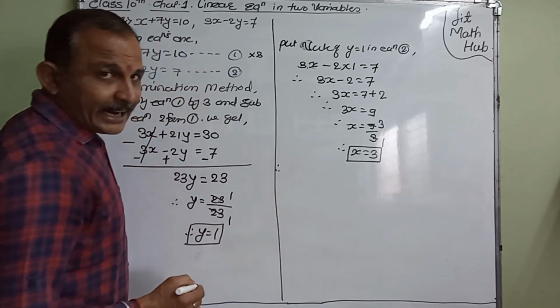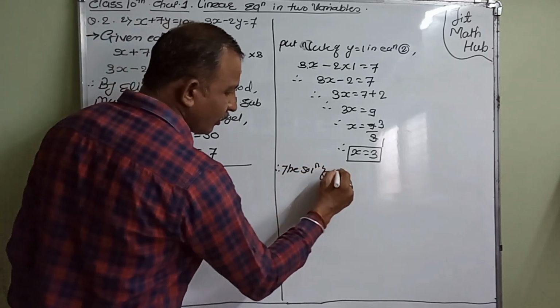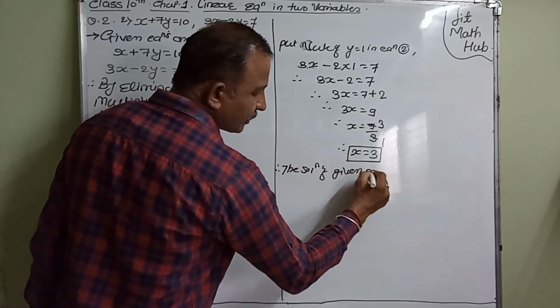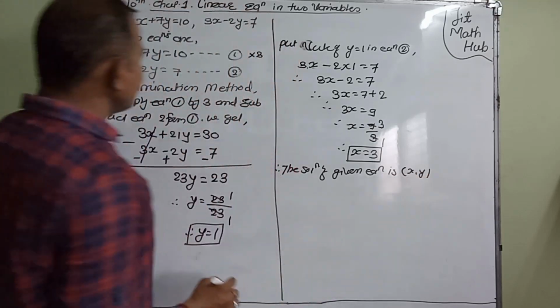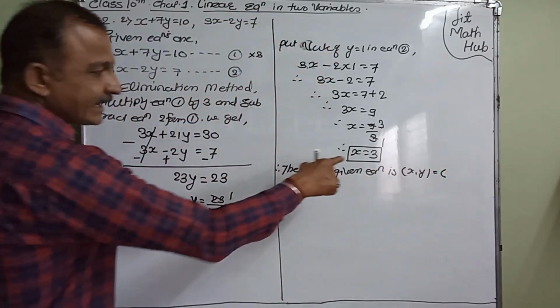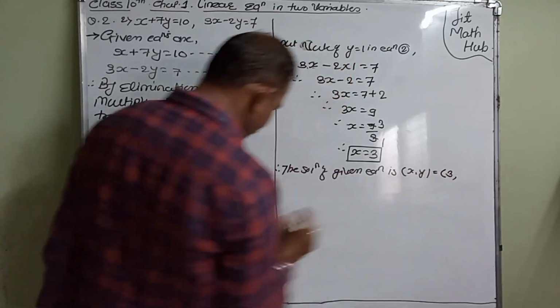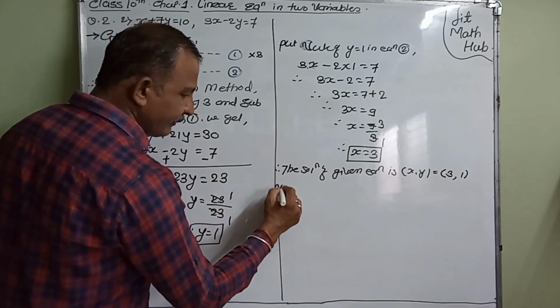Therefore what do we write? We write the answer. The solution of the given equation is, here x and y are the variables, so we write x comma y, and that is equal to, what is x? x is 3 and y is 1. So 3 comma 1. Now verify.